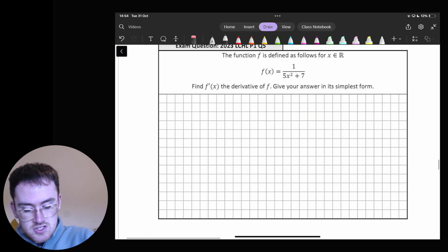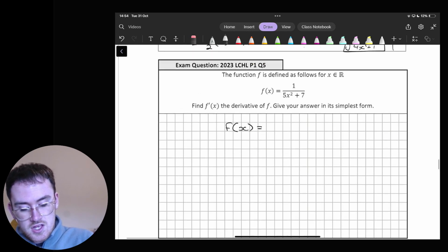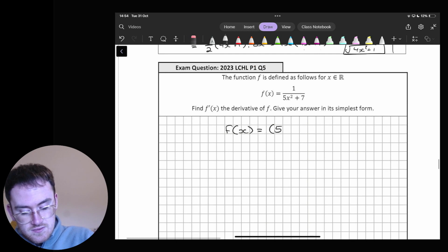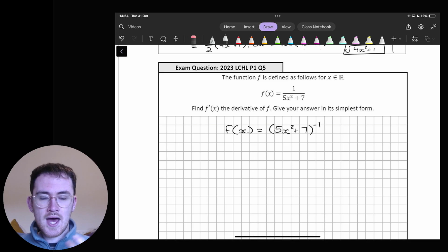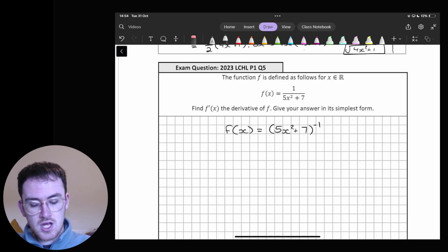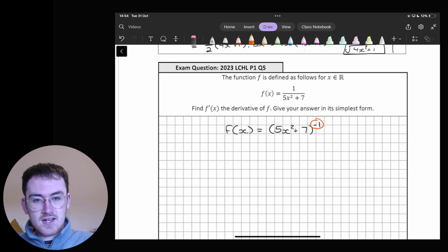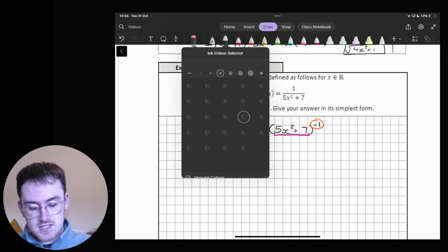So looking at this question, f of x, let's rewrite the function first of all. I'm going to rewrite this function as 5x squared plus 7 to the power of minus 1. Now we might look at this question and say I could use a quotient rule, and absolutely you can use a quotient rule. I'm just going to show how we would do it using the chain rule. So working from the outside in, I have two derivatives here. I have the fact that it's an expression to the power of minus 1, and I also have the derivative of what's inside the brackets to deal with as well.